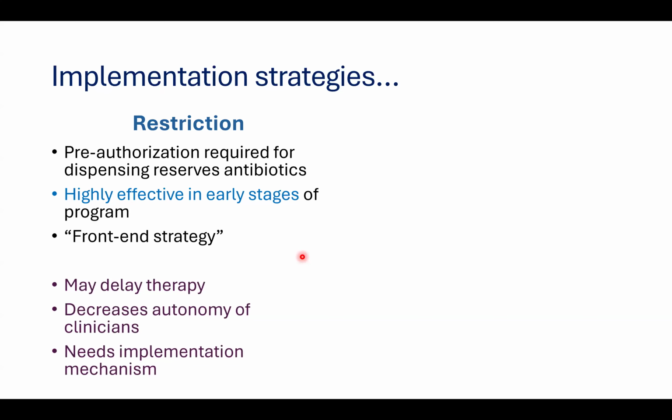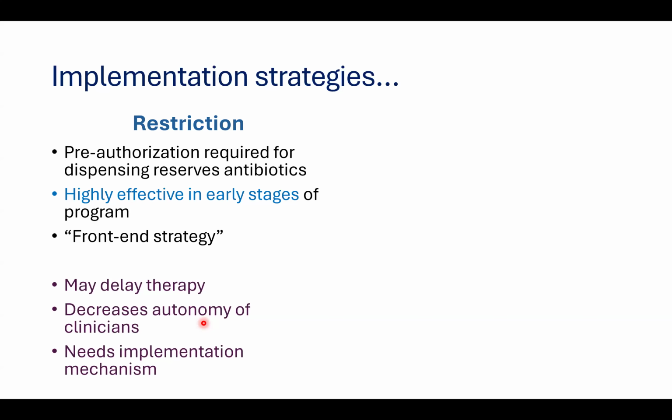So sometimes the clinicians may feel that it is a very urgent decision and I cannot wait. So there is a possibility of delaying the upgrading of the therapy, and it does decrease the autonomy of clinicians, and they may feel that I do not need to wait for somebody else's approval, and it needs an implementation mechanism. So for example, it has to be known by everybody.